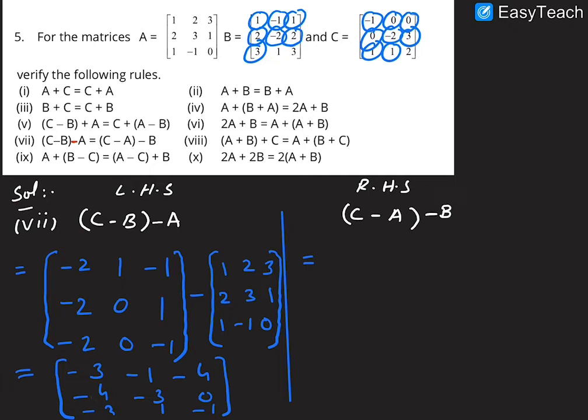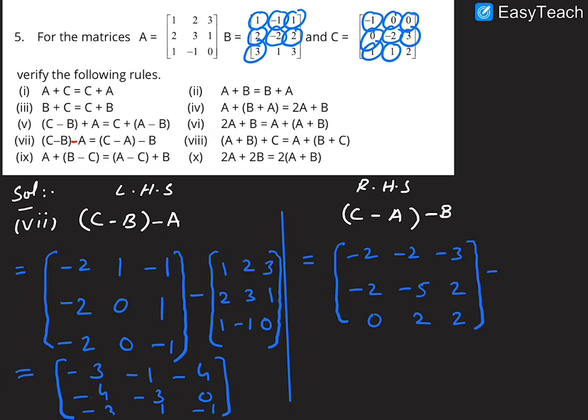Minus 1 will be minus 2. 0 minus 2 is minus 2. 0 minus 3 is minus 3. Negative 2 minus 3 is minus 5. 3 minus 1 will be 2. 1 minus 1 will be 0. 1 plus 1 will be 2. 2 minus 0 is 2. This is C minus A.